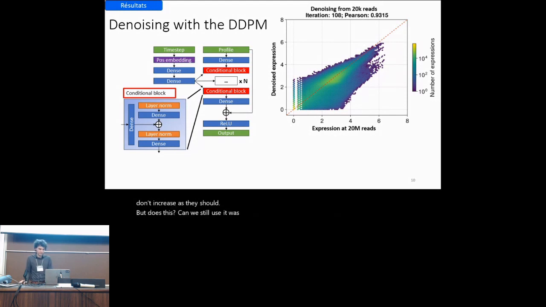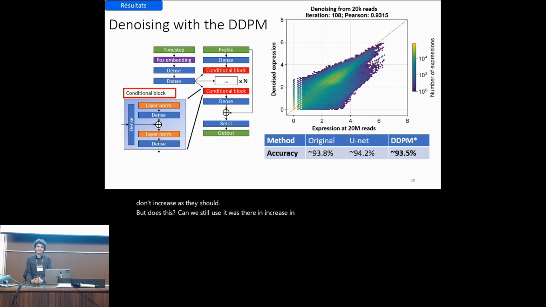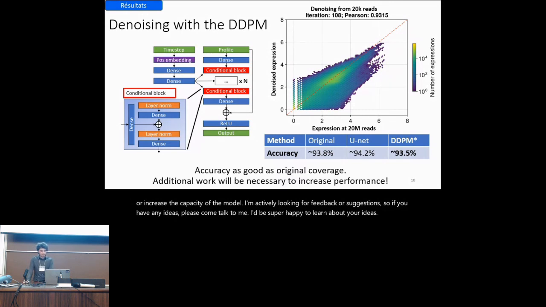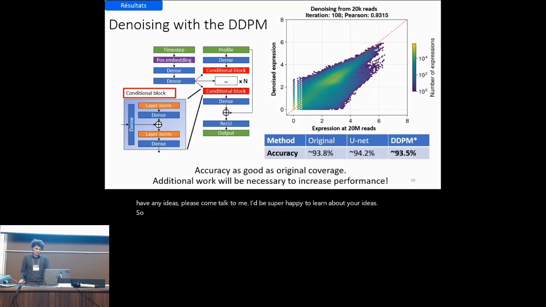Was there an increase in performance? Not currently. Unfortunately, currently, our model still needs work, needs improving. At least it isn't making the data worse, but we still need to figure out how to increase the performance or increase the capacity of the model. I'm actively looking for feedback or suggestions, so if you have any ideas, please come talk to me. I'd be super happy to learn about your ideas. So yeah, there's just more work to do for now.